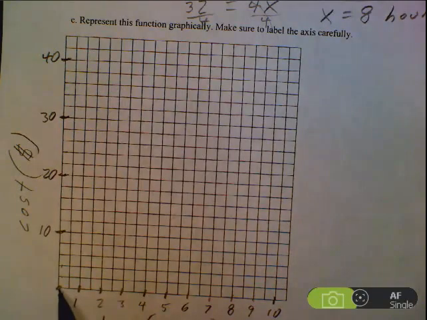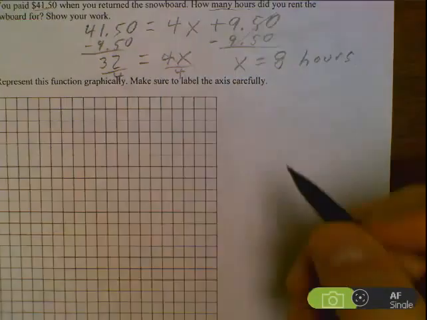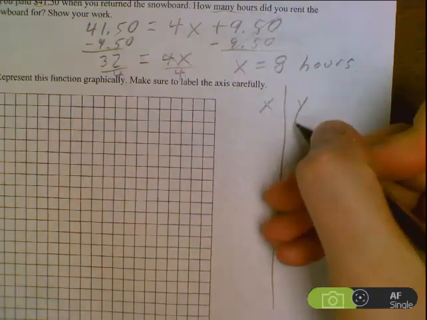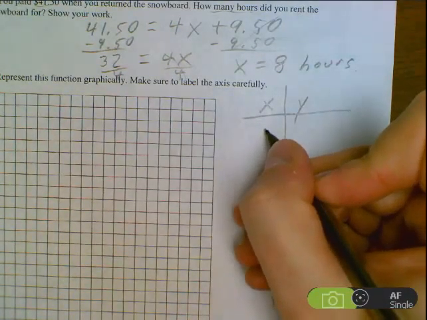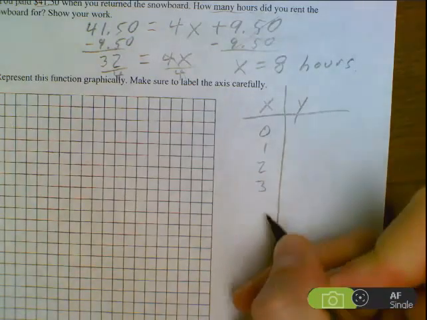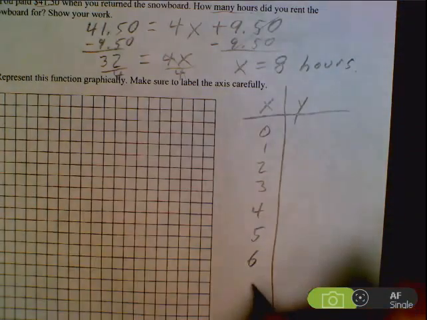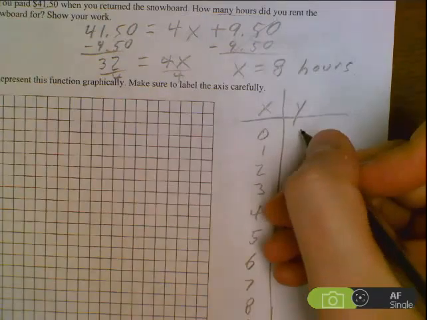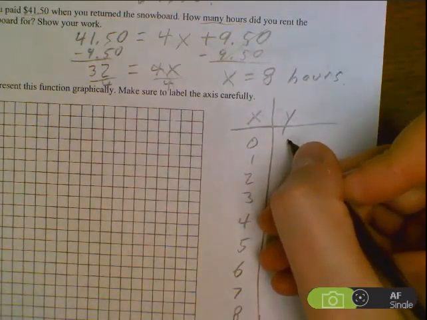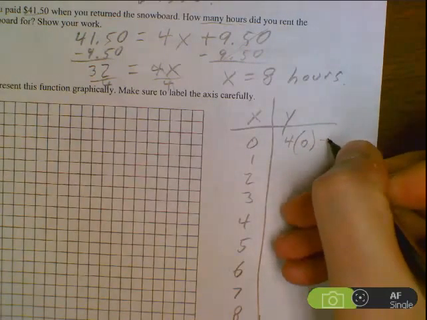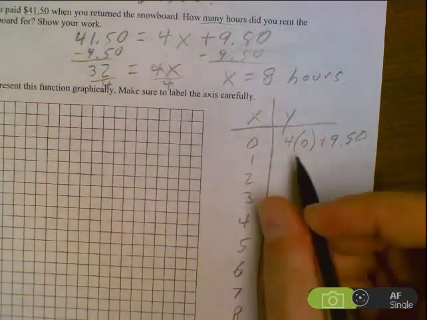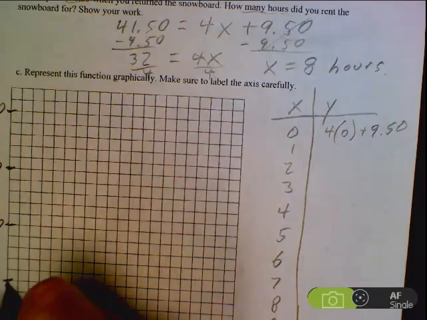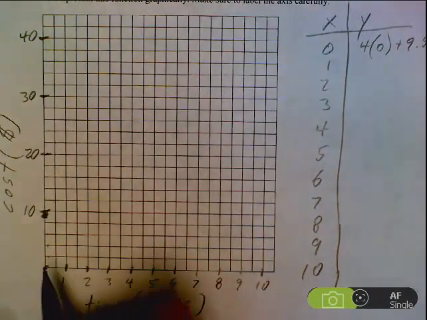So how do we find these points? Well, we can make a little table here. We can go X and Y, and we can just start putting in some values: 0, 1, 2, 3, 4, 5, 6, 7, 8, 9, 10, etc. So we just plug it into the equation. This would be 4 times 0 plus 950. We already know that's just going to be 950. So at 0, it's 950, which is right around here on our graph.